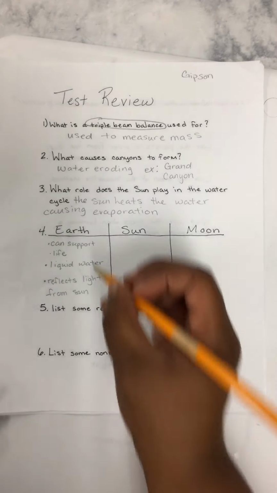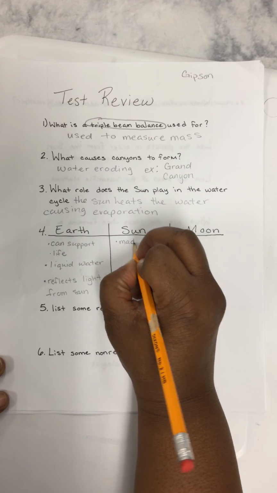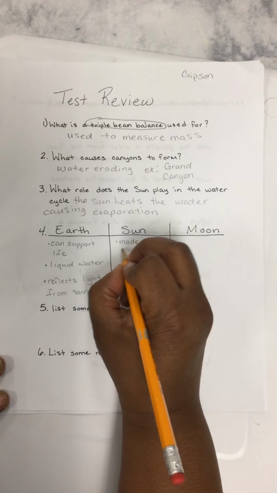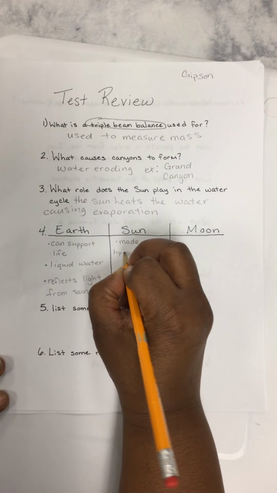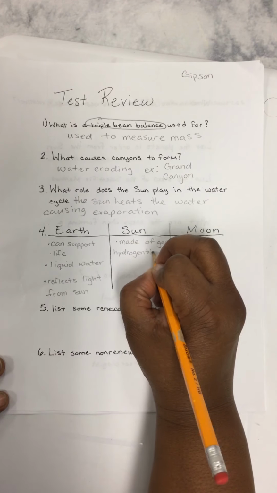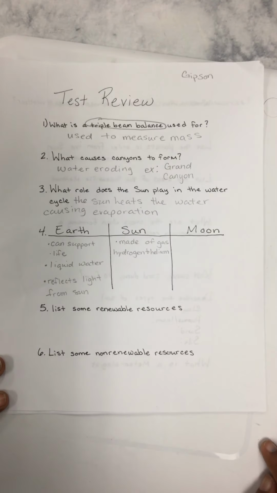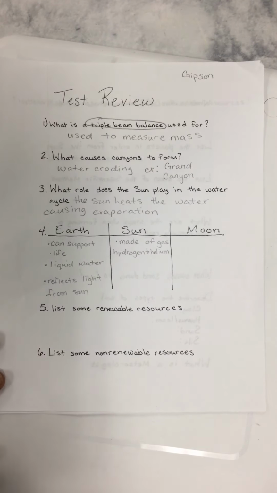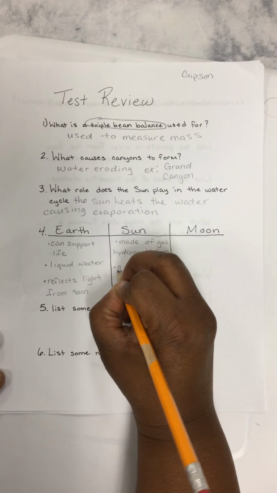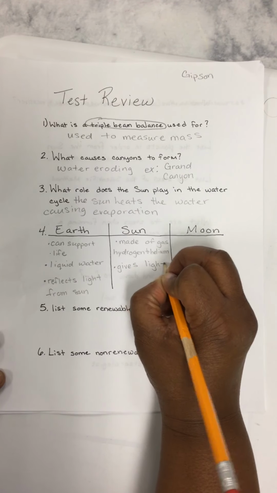For the sun, it is made of gas. Those two gases would be hydrogen and helium. And once again, it's the object in the sky that gives us our light. It's also our closest star. Gives light and heat.